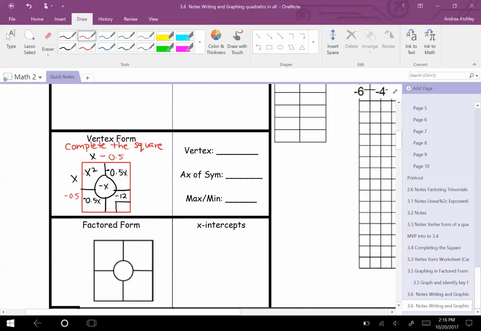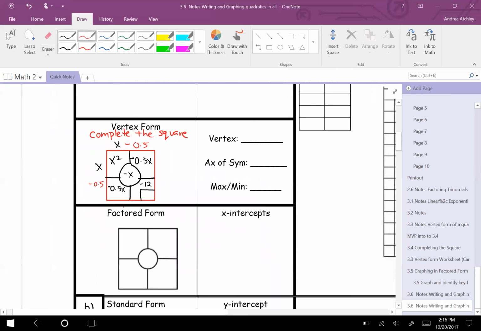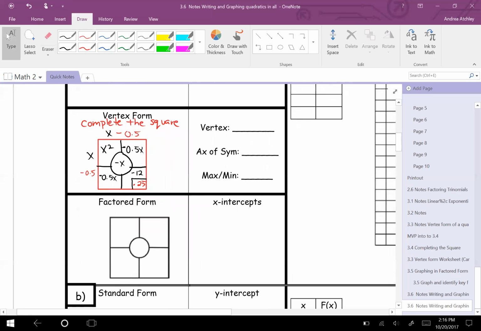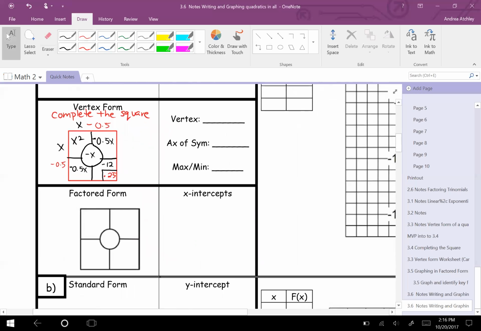Now, since my new lengths are negative 0.5 and negative 0.5, what really should go in this box? What's 5 times 5? 25. And so it's 0.25. And I need my 0.25 to actually be negative 12. So I actually have to take away 12.25 to make that equal. Or if that's confusing to you, make this one negative inside the little box and then combine these like terms.